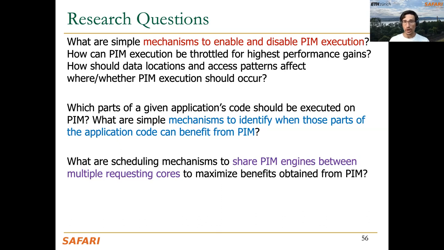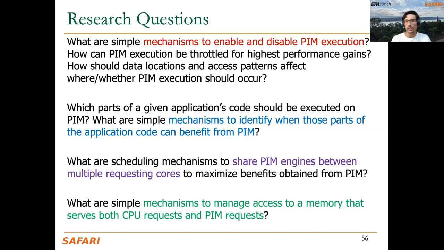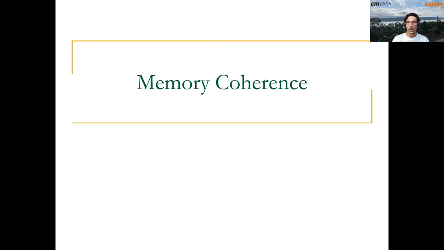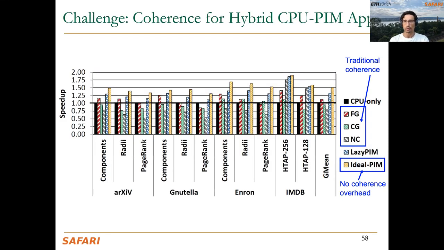Scheduling mechanisms, when we have different processes on the host side that want to share the PIM engines. This is an important topic that is still yet to be explored, as well as simple mechanisms to manage the access to memory, such that memory can efficiently serve the requests from the host CPU and from the processing-in-memory engines. And related to this access to memory from the host CPU and the processing-in-memory engines or cores, of key importance is how to deal with memory coherence. As you know, multiprocessors and multi-core systems implement different ways of supporting memory coherence, but these traditional approaches of supporting memory coherence might not be suitable for processing-in-memory systems or systems with processing-in-memory capabilities.